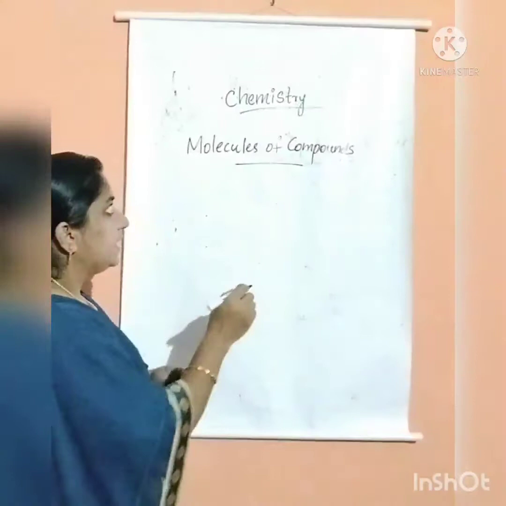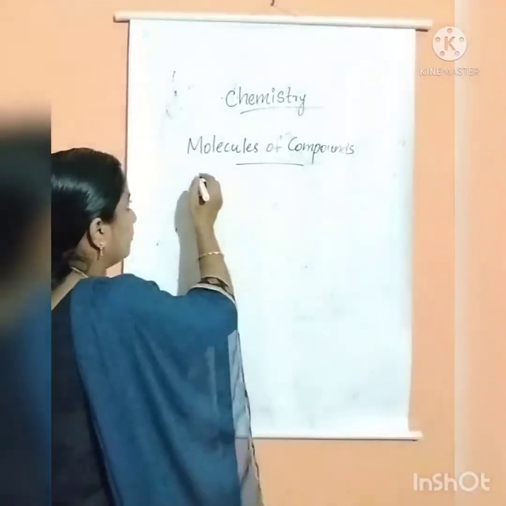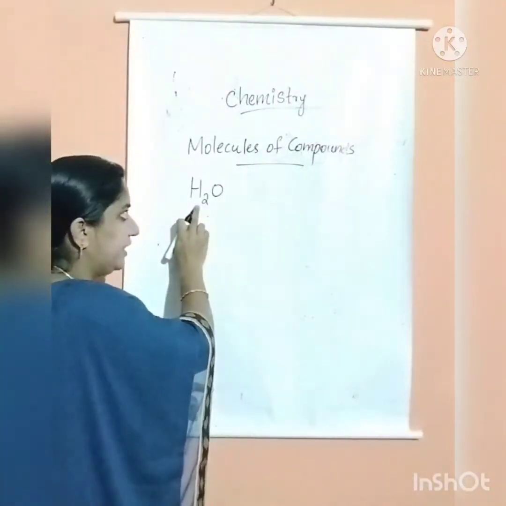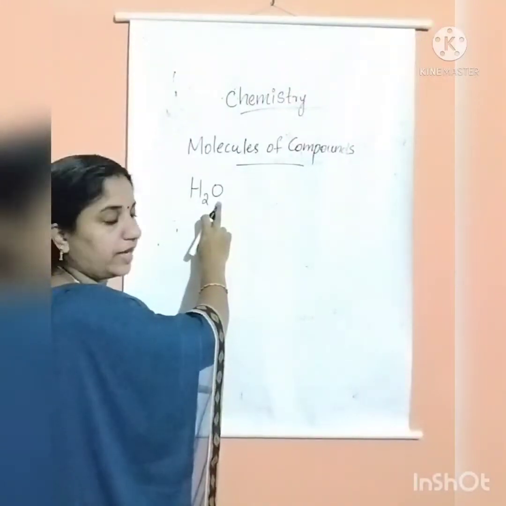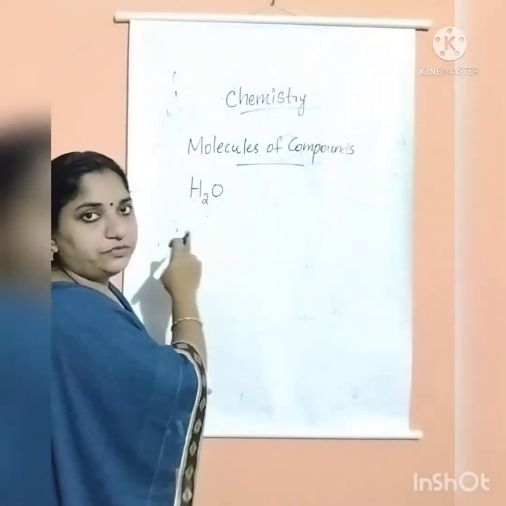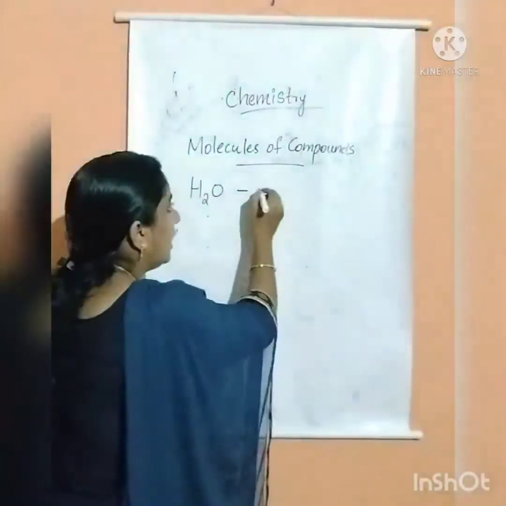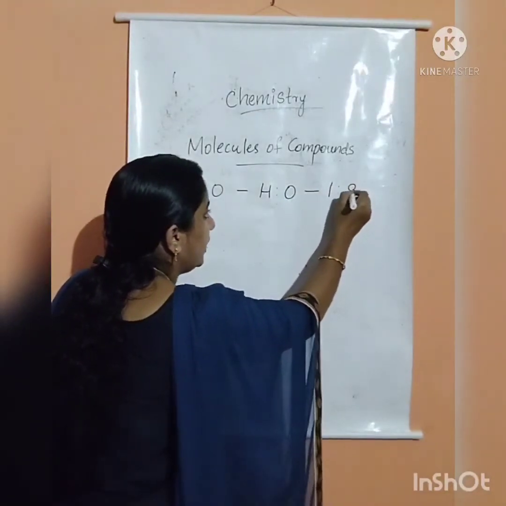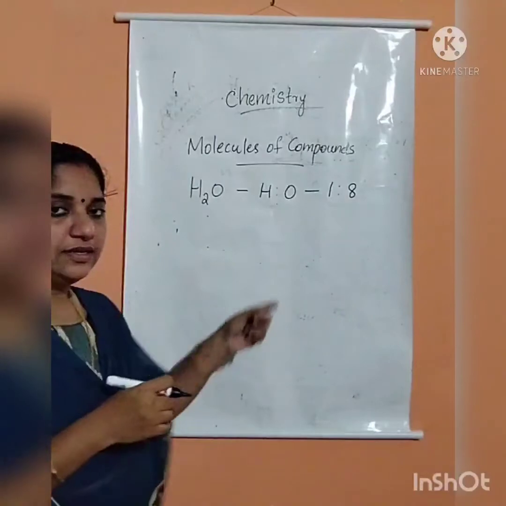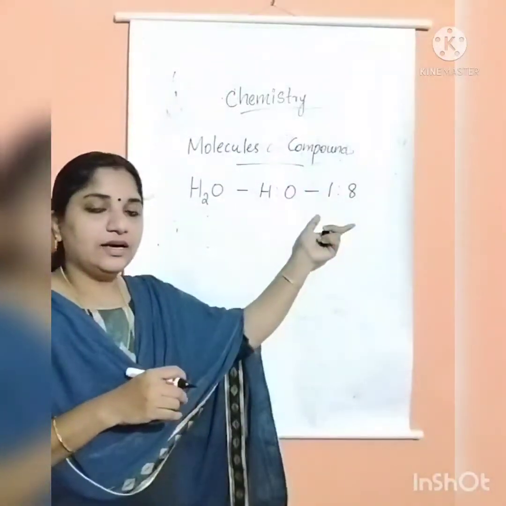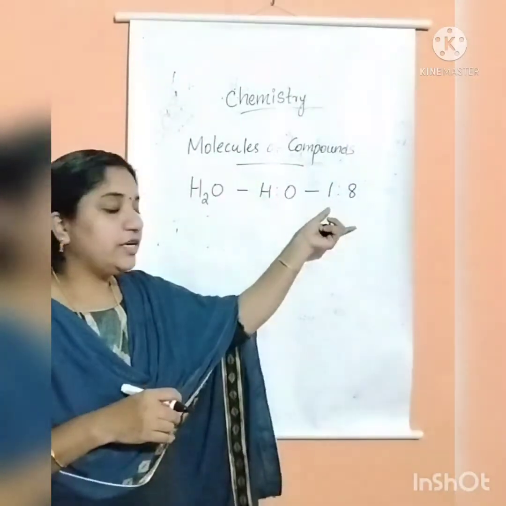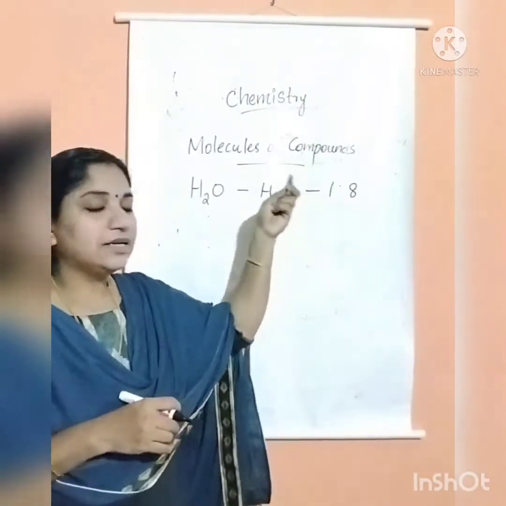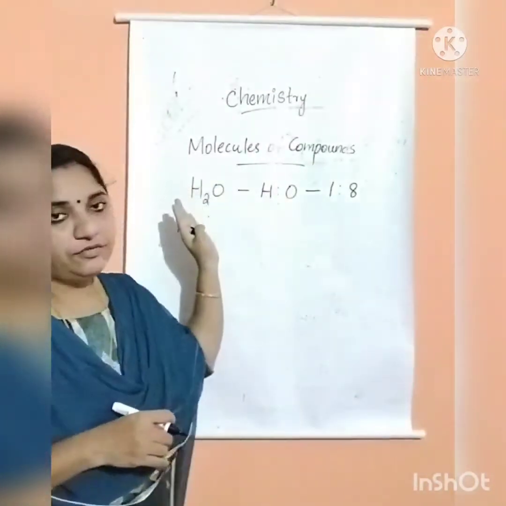Listen here, I will write the examples for different compounds. First of all, water. Water is a compound. It contains hydrogen atoms and oxygen atom. Okay, so it contains different types of atoms. It is a compound. Here, hydrogen and oxygen combined in the ratio 1:8. It is the ratio by mass. Here, the hydrogen oxygen ratio is 1:8. When hydrogen and oxygen combine in this ratio, water is formed.